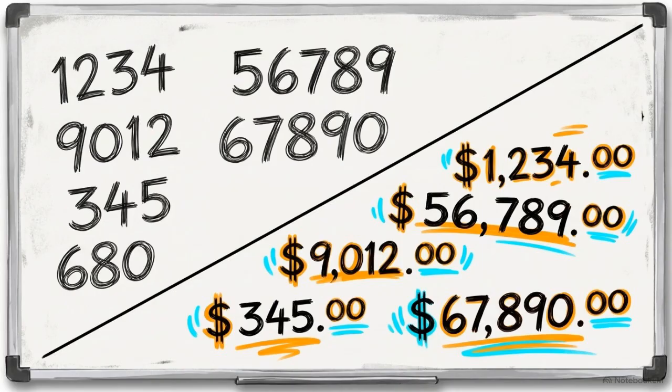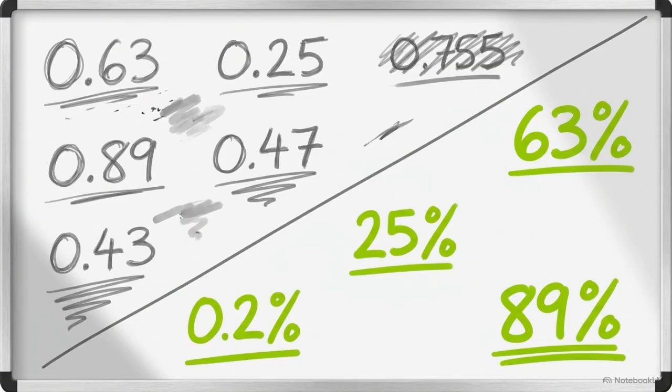For financial figures, select your cells and press Control, Shift, and the dollar sign to apply standard currency formatting. If you have decimals, highlight them and press Control, Shift, and the percent sign to convert them into clean percentages.